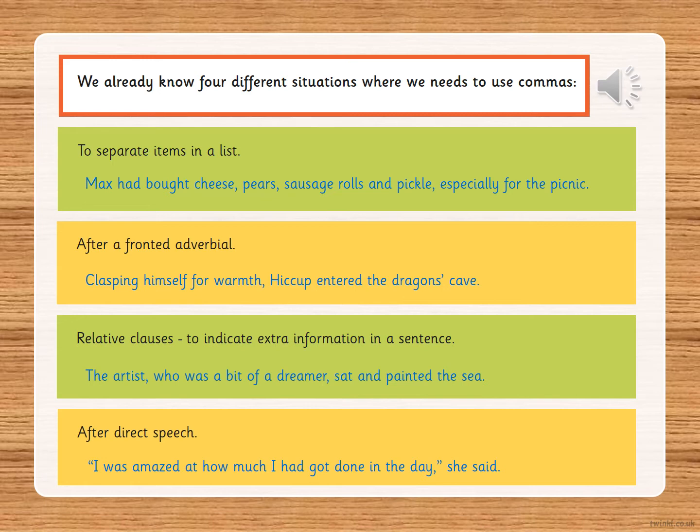Thirdly, we must use commas for relative clauses, which indicate extra information in a sentence. For example, the artist, who was a bit of a dreamer, sat and painted the sea. And fourthly, we must use commas after direct speech. For example, "I was amazed at how much I had got done in the day," she said.